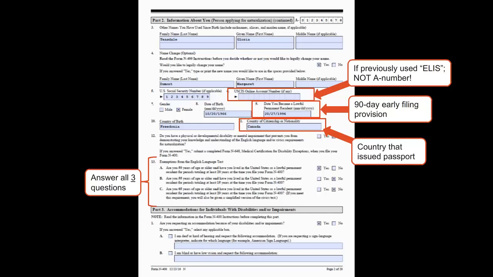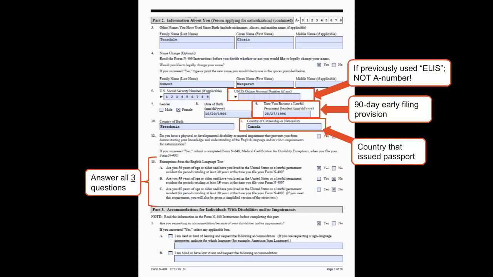Also note in item number 11, the country of citizenship or nationality is the country that issued their passport, but their country of birth may be different. It's not always the same, so it's always good to double check with the applicant where they were born.